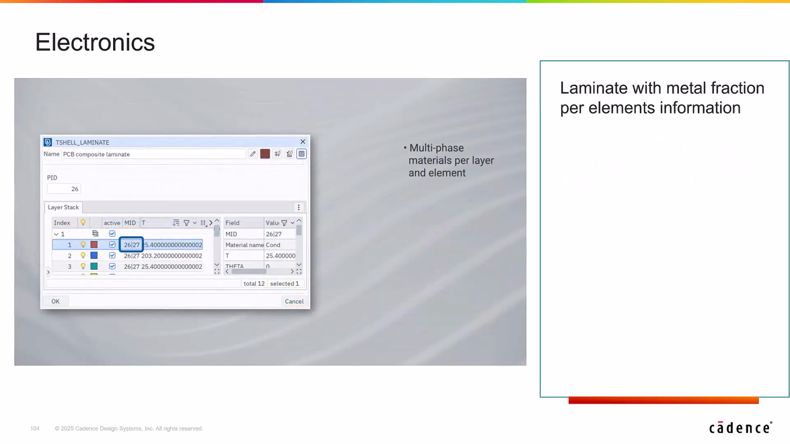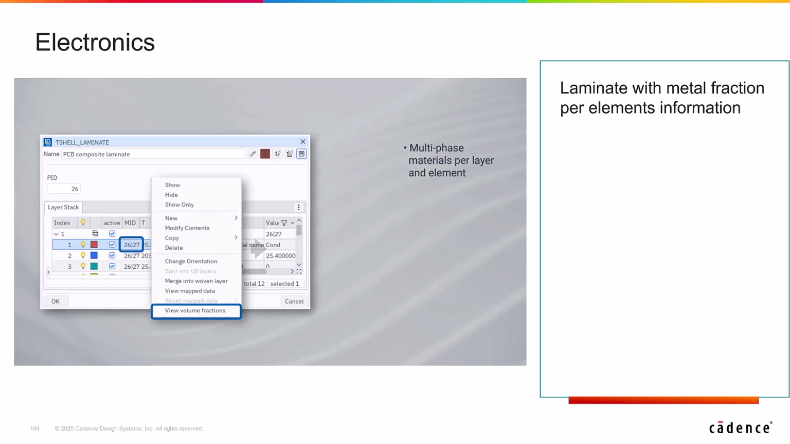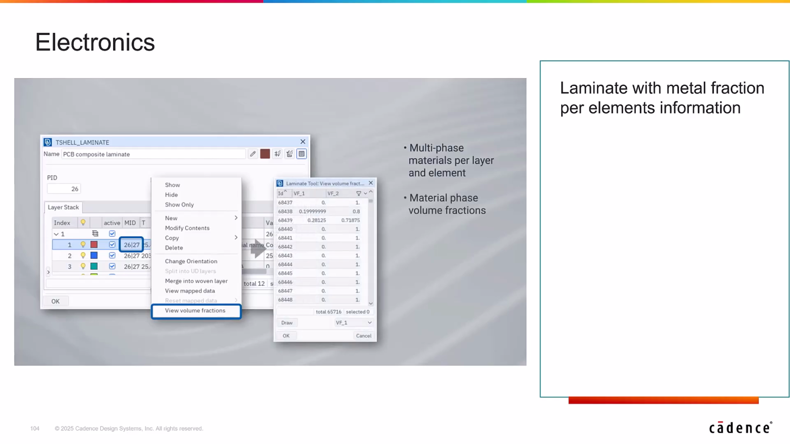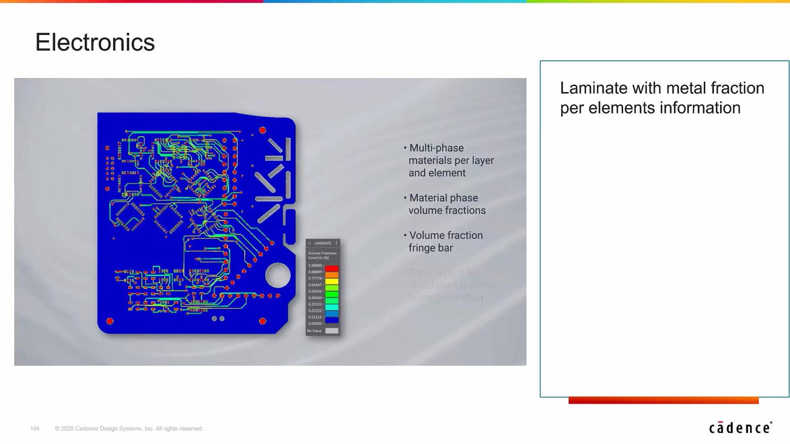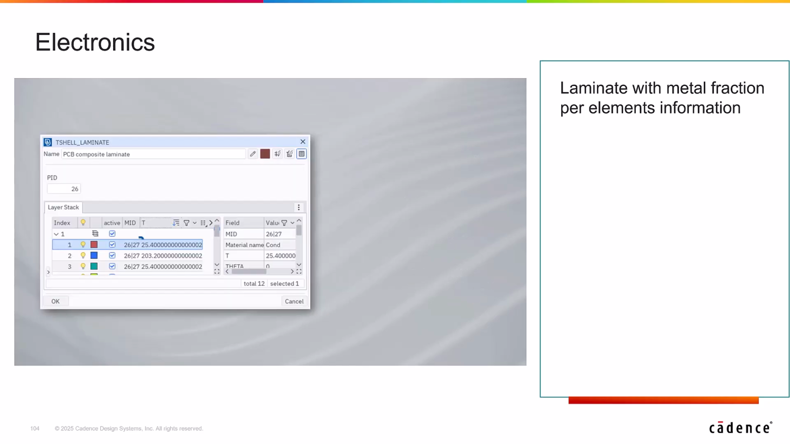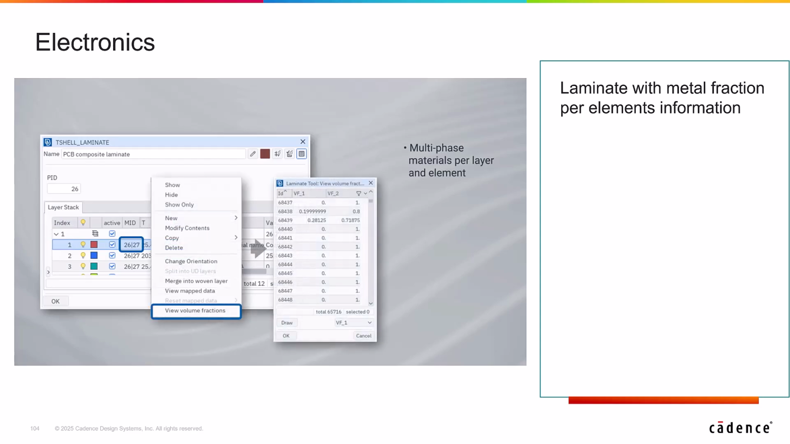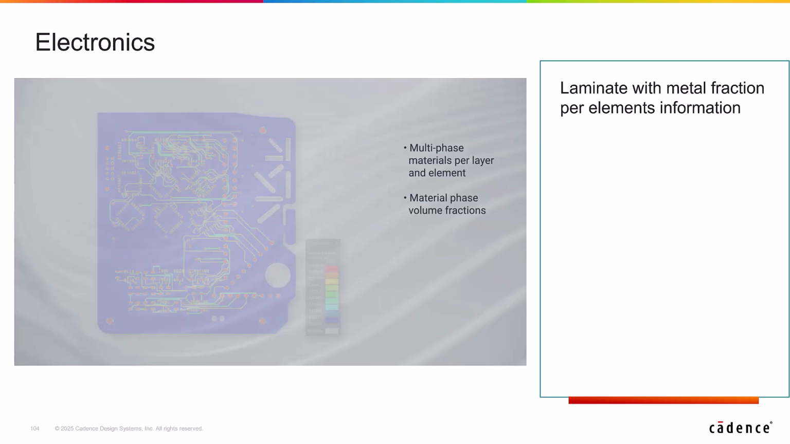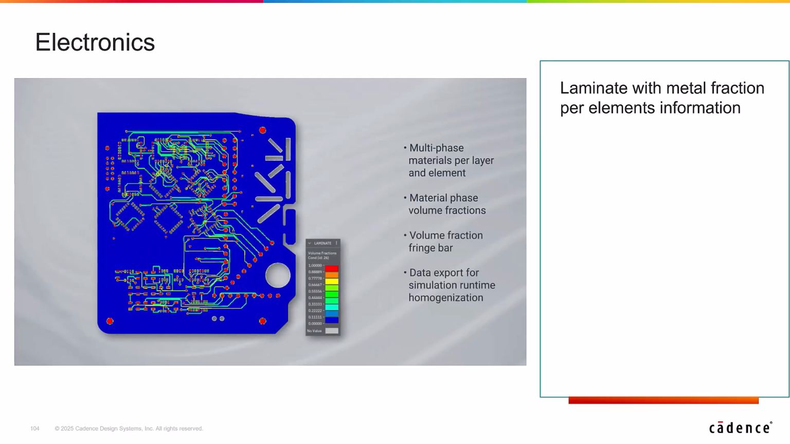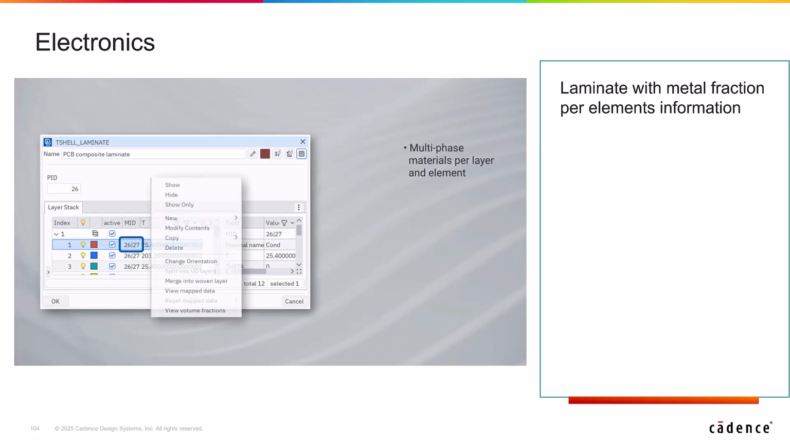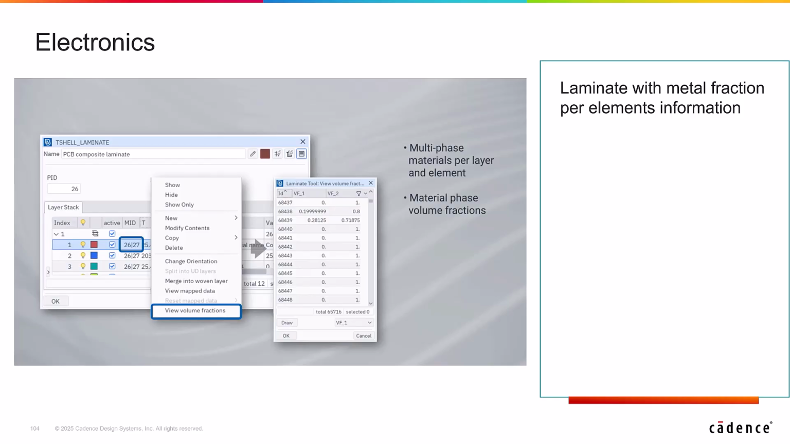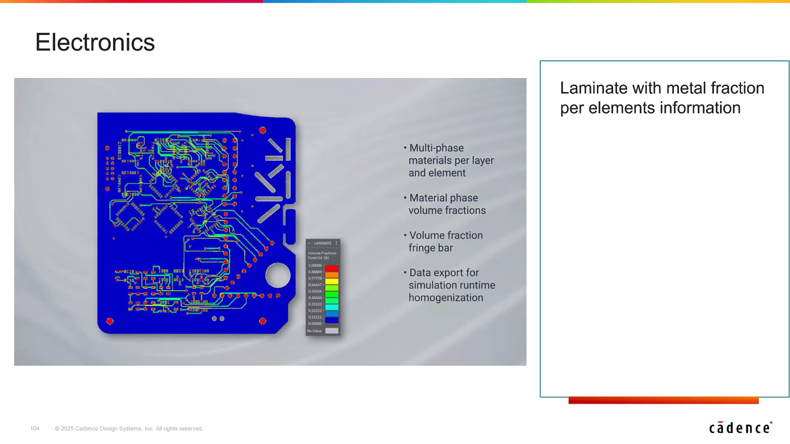Finally, this release introduces several new capabilities to support advanced laminate modeling, specifically focusing on metal fractions at the element level. First, we now support multi-phase material definitions on a per-layer and per-element basis. In addition, we calculate and track the volume fractions of each material phase within every element. We've also introduced a volume fraction fringe bar for visualization. And finally, all this detailed element-wise phase data can be exported for use in simulation, enabling runtime homogenization.